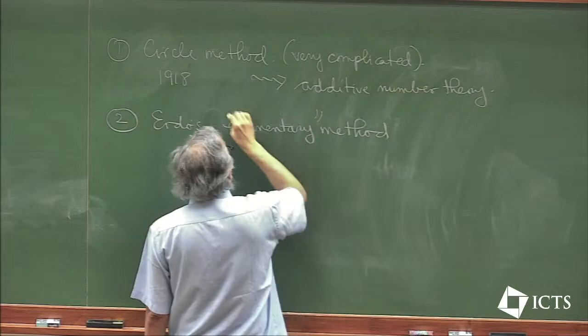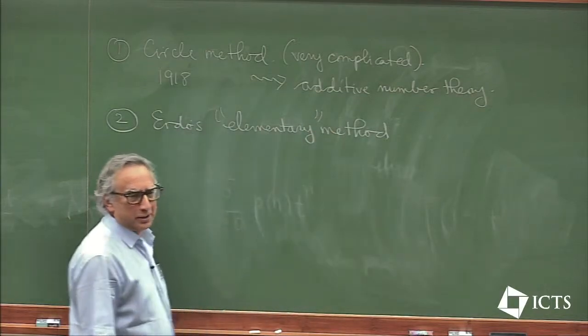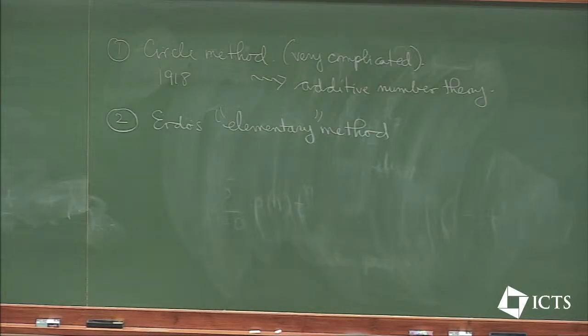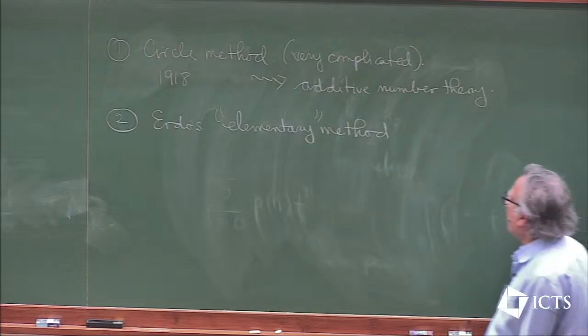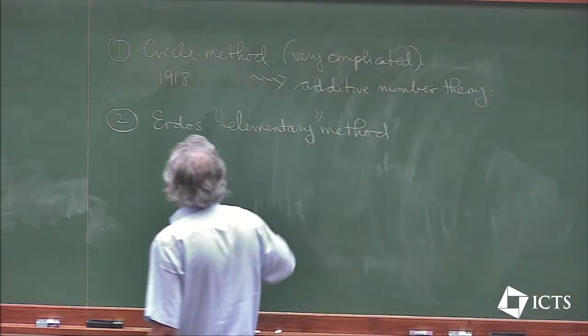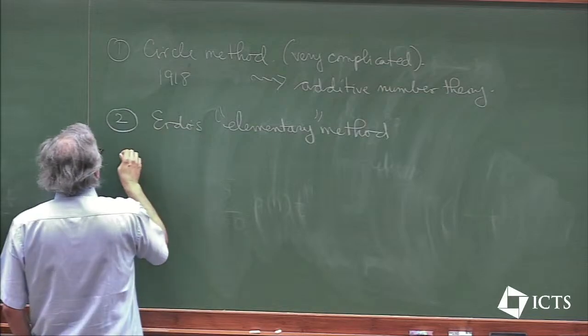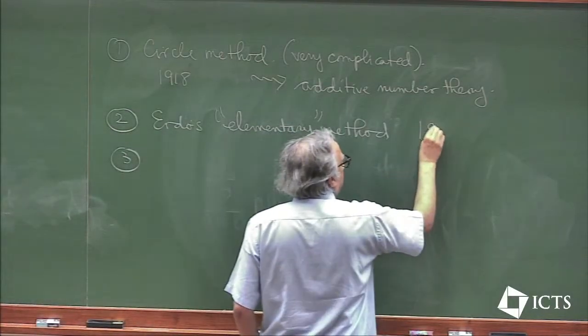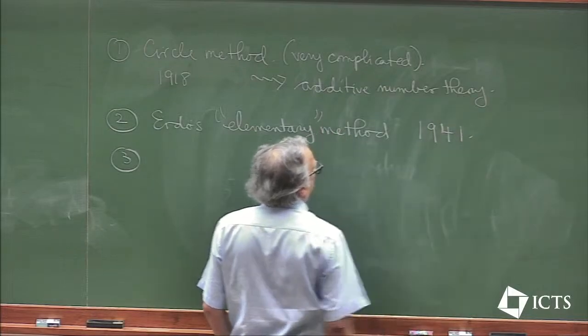Elementary, in quotation marks, just means that he's going to use his bare hands and ignore any theory. And that could go on forever. And it's really ingenious. I will indicate briefly how his new idea works. It's surprisingly elementary, but it's not too hard. This is around 1941, a paper in the Annals, 1941.